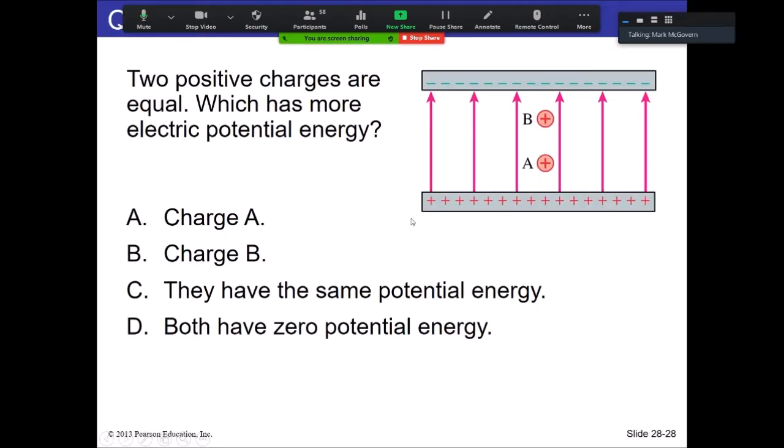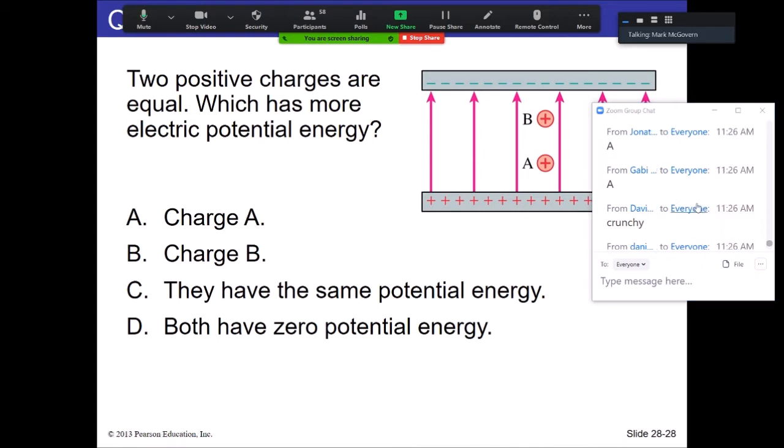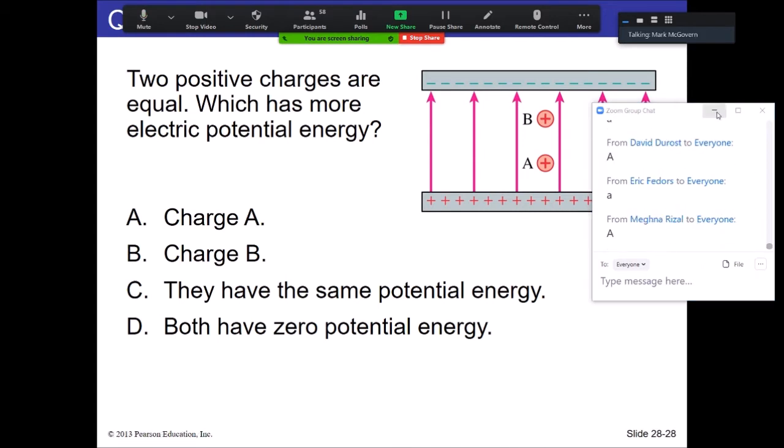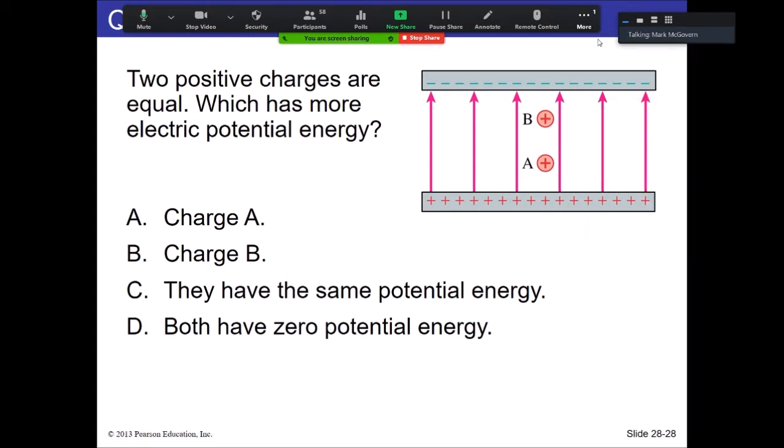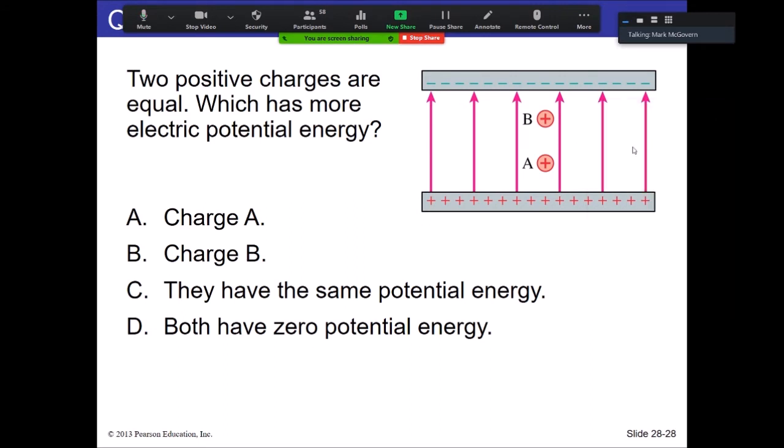So here we go. Different configuration here. Two positive charges are equal, all right, which has more electric potential energy? Just like the gravitational question. A, huh? Not A. If you said A, no, no, no. Let's see some other letters in here. I'm just kidding. It's A. It's A. All right.